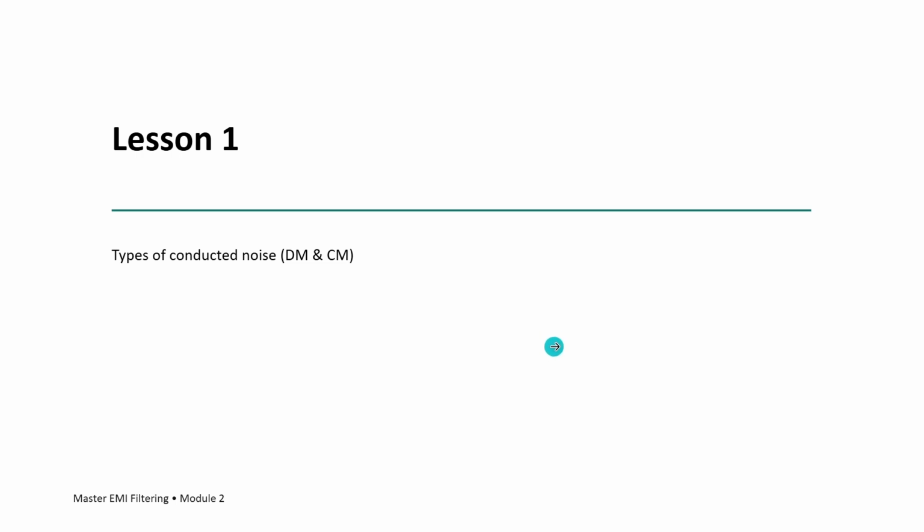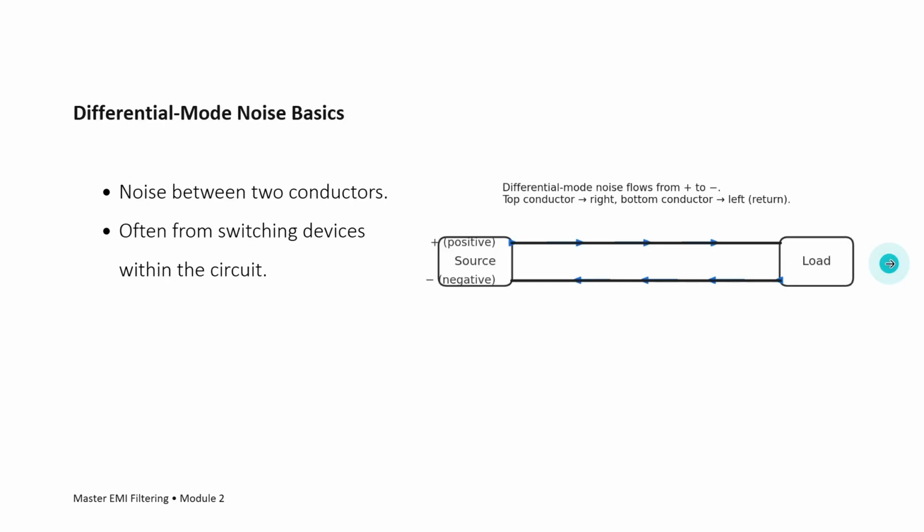Lesson 1. Types of conducted noise. Differential mode and common mode. Starting with differential mode noise. Differential mode noise is noise between two conductors. It's often from switching devices within the circuit.